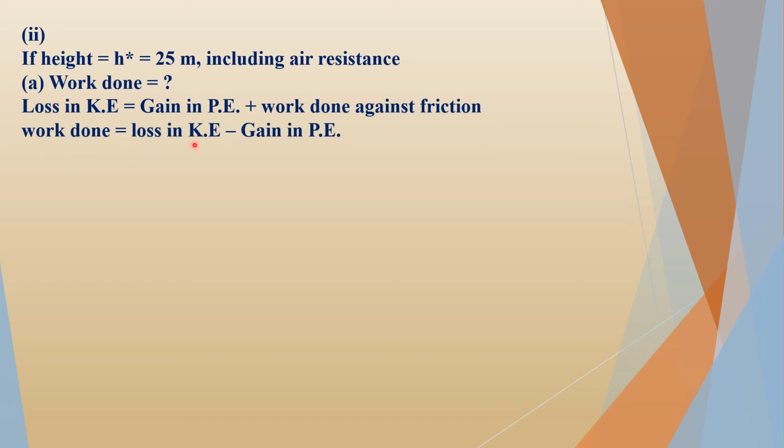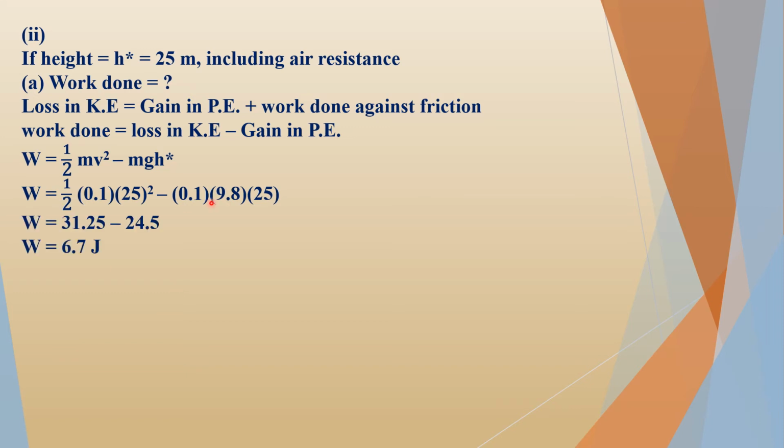So work done is equal to loss in kinetic energy minus gain in potential energy, and putting the formula of kinetic energy, half mv square, and gain in potential energy, that is equal to mgh. Here we use h star for 25 meter of height, and putting all the values, after solving we get work done is equal to 6.7 joules, and we need to calculate force of friction when height is 25 meters.